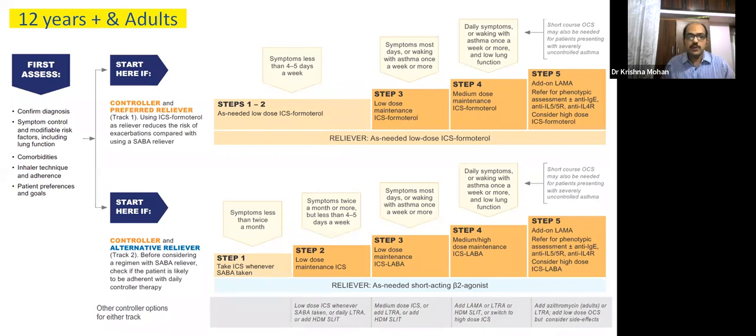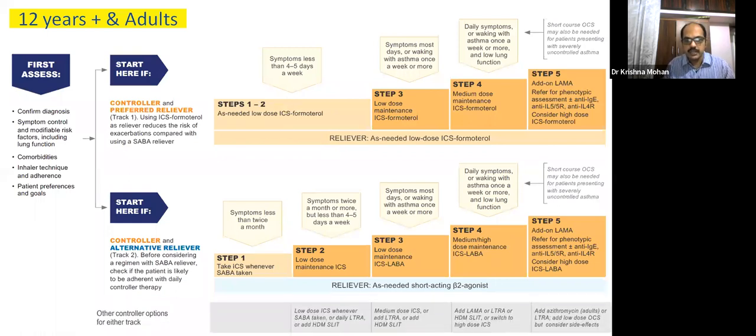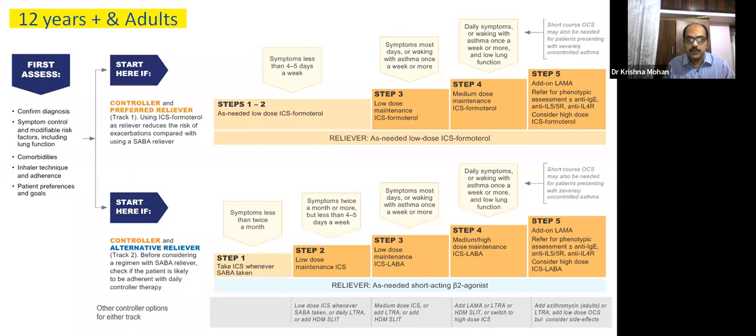And other controller options for both these drugs. Here, some important points you have to note. So just see the other controller option. In step 2 onwards, GINA is advising to start SLIT. What is SLIT? SLIT is immunotherapy. So from step 2 onwards, that is a very, very important change that has occurred from 2021 onwards in GINA. That is, it is advising to use immunotherapy for asthma from step 2 for adults and adolescents.